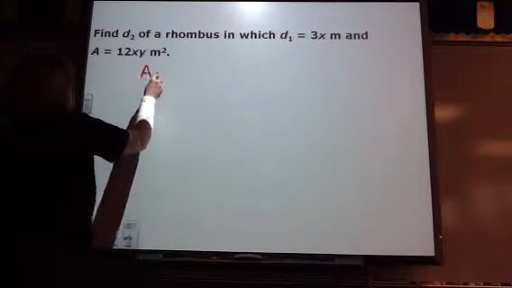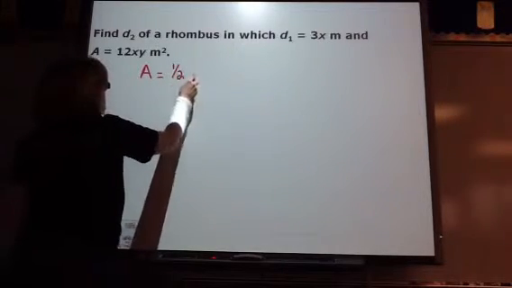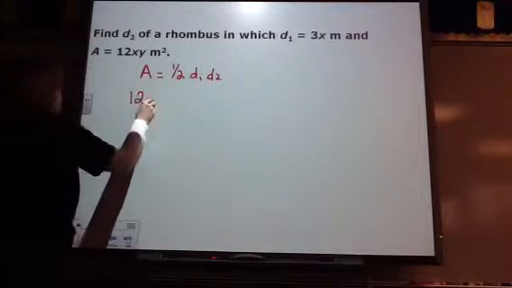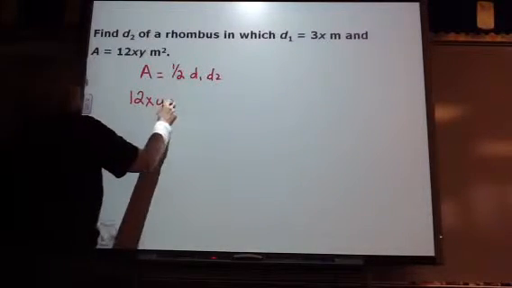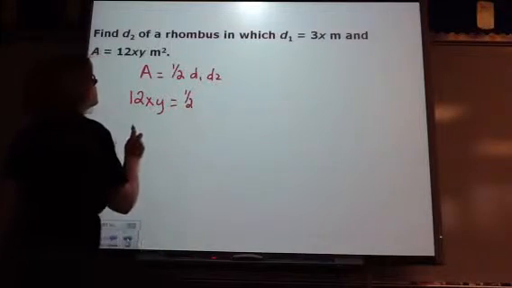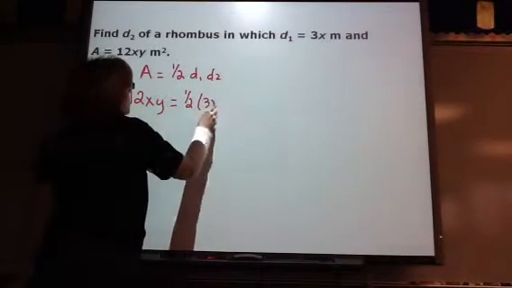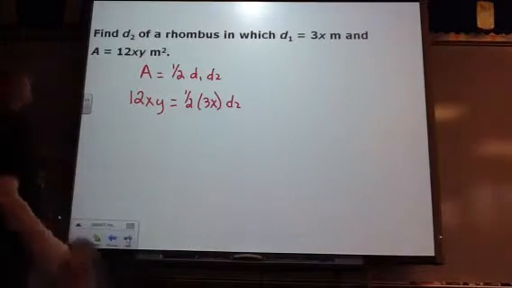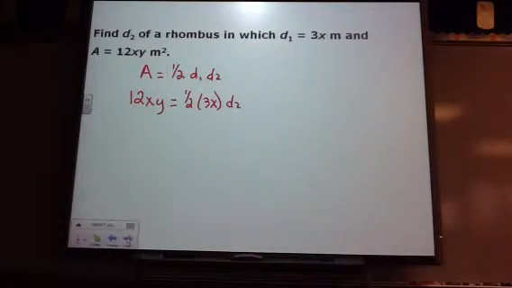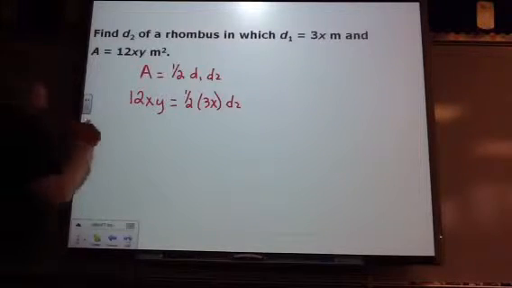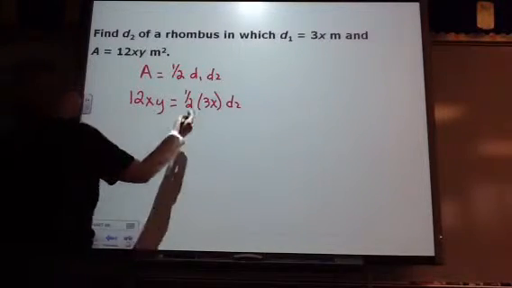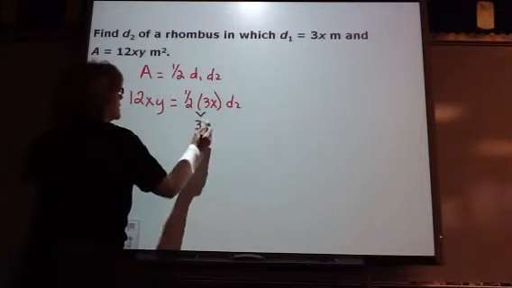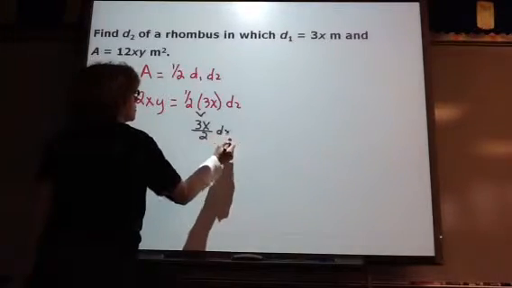Always start with your formula. Okay, let's substitute in what we know. We know the area, and we know one diagonal measurement. So we're trying to find the measurement of diagonal 2 right there. Okay? So what I'm going to do is simplify this. So 1/2 times 3x is 3x over 2.